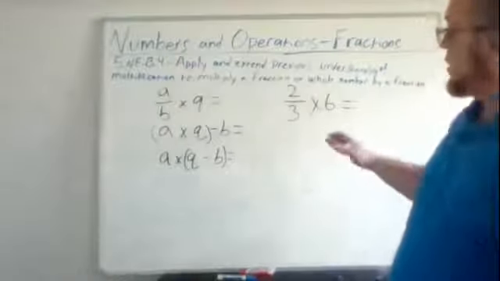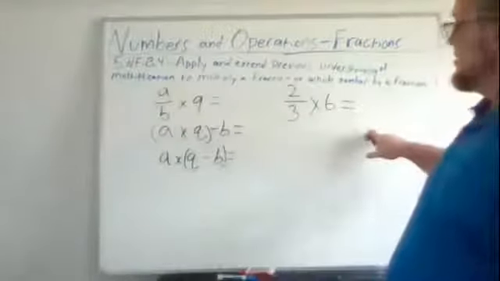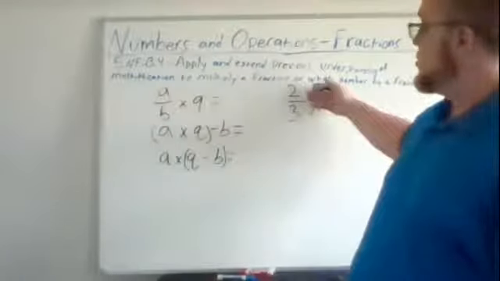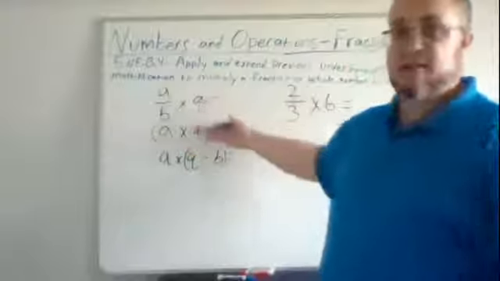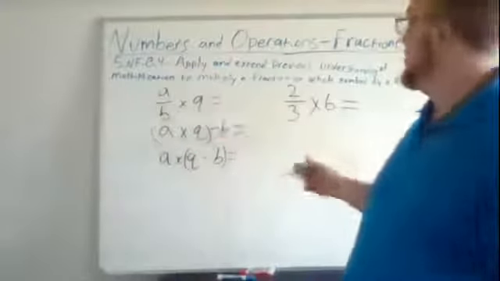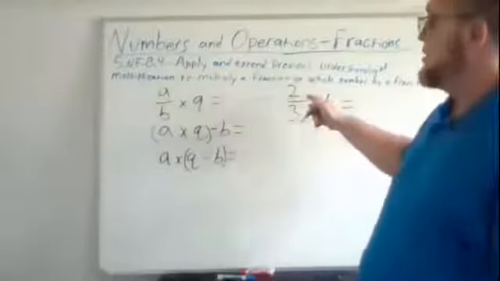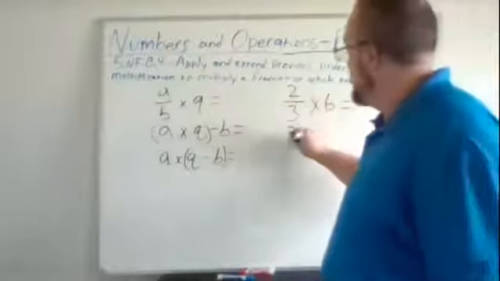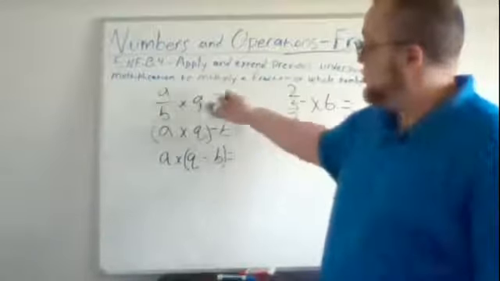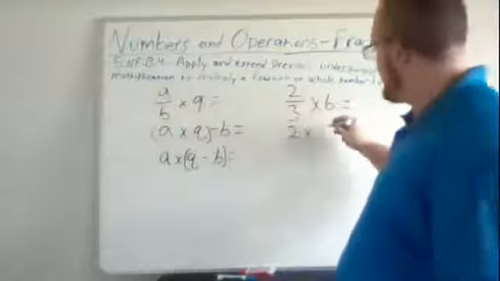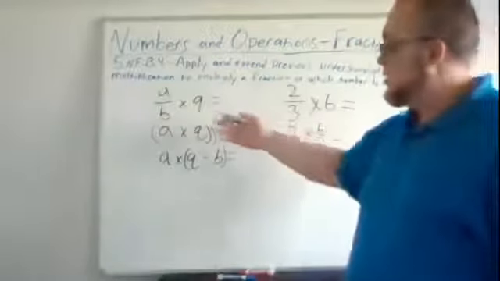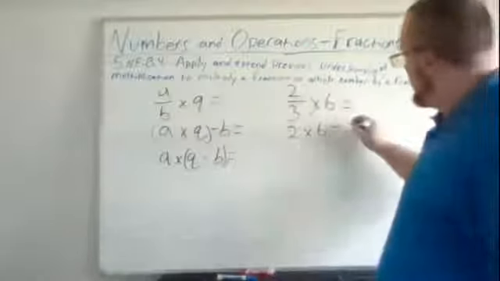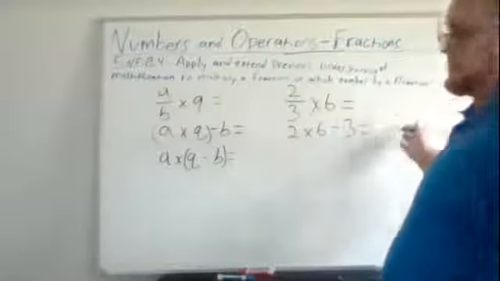So let's write the equation out, making sure that our numbers are in the same place in the equation as our letters or symbols. So A is your numerator. So it is 2 times our Q, which is our whole number of 6. So 2 times 6 divided by B, or in this equation 3, equals blank.